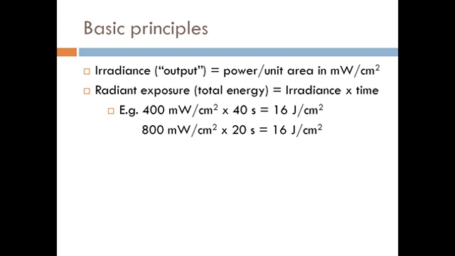The radiant exposure is the total energy. So that's the irradiance over the course of time. And that's the most important thing that you have to consider. Not the irradiance itself, but the amount of energy that's going into the composites. The amount of energy correlates with the degree of conversion, not the amount of power. So the radiant exposure, or the total energy, can be calculated by multiplying your value of irradiance by the exposure length, or the exposure duration. So you can get to the same energy, 16 joules per centimeter squared, if you polymerize with 400 milliwatts per centimeter squared for 40 seconds, or 800 milliwatts per centimeter squared for 20 seconds. You get to the same 16 joules per centimeter squared.